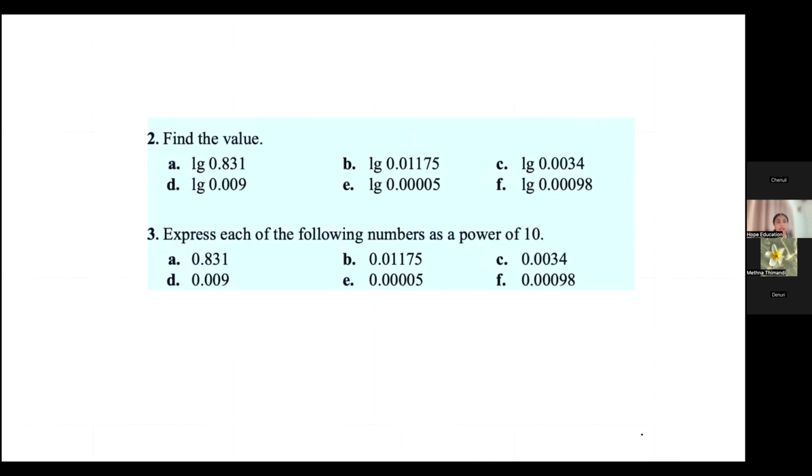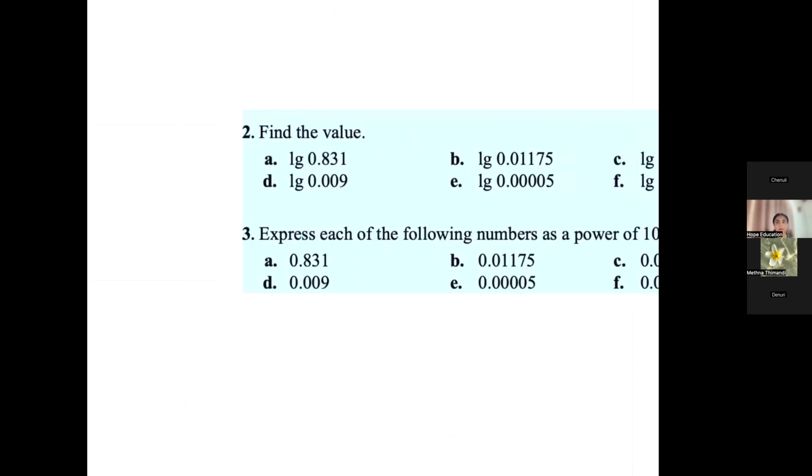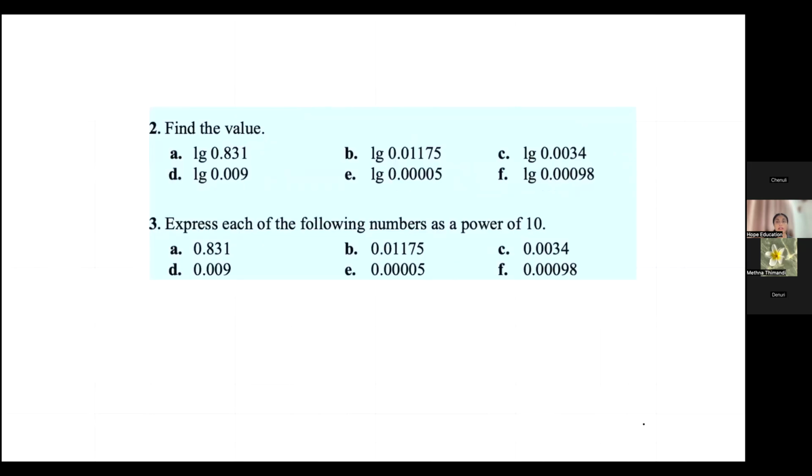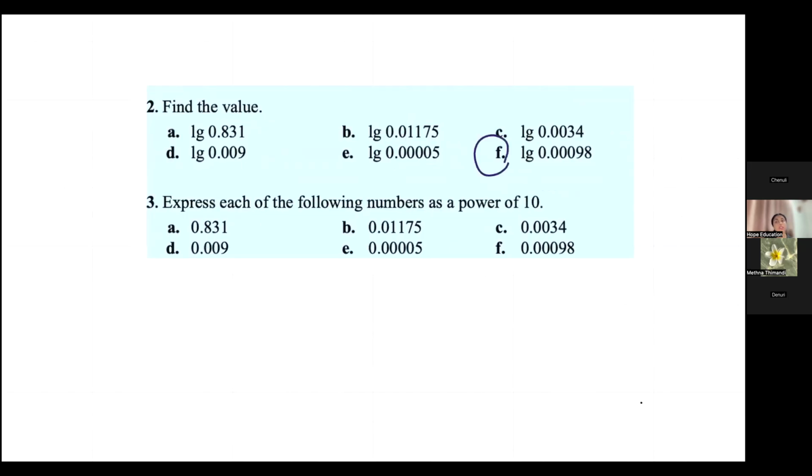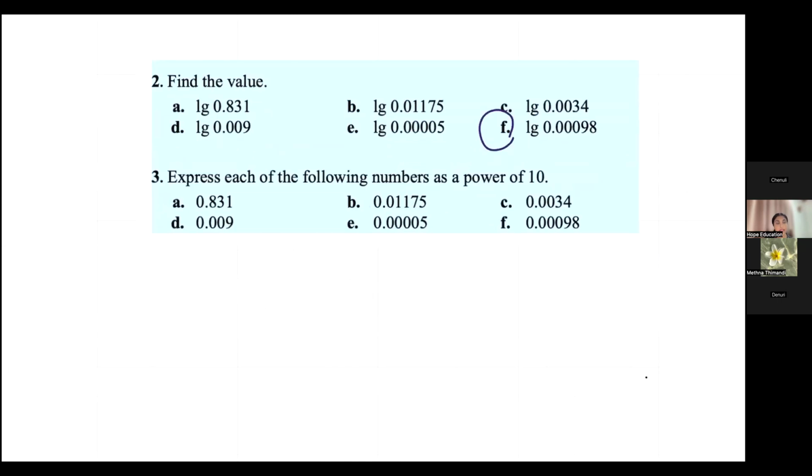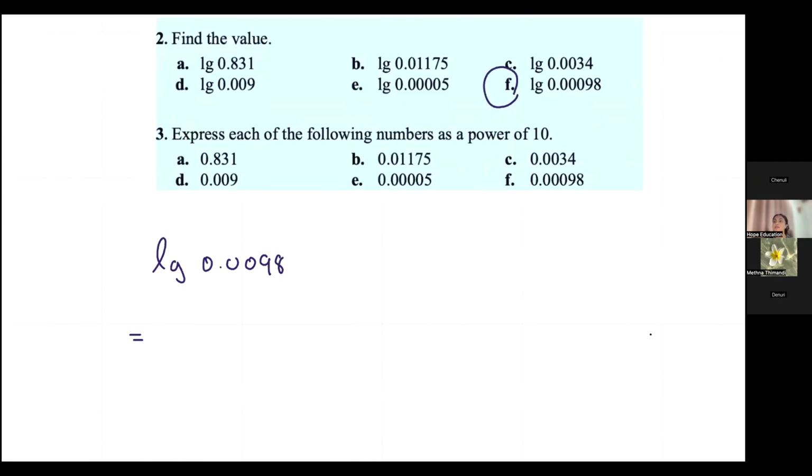Okay. Second, F. LG 0.00098. LG 0.0098. Okay, what did you get for this? What is the logarithmic value of 0.0098? I will check if your answer is correct.